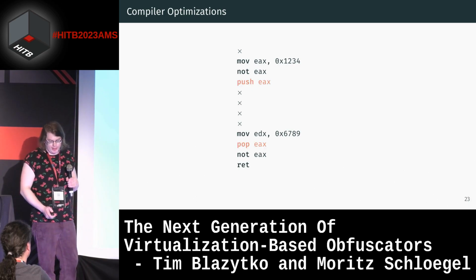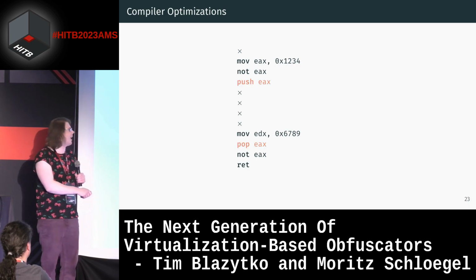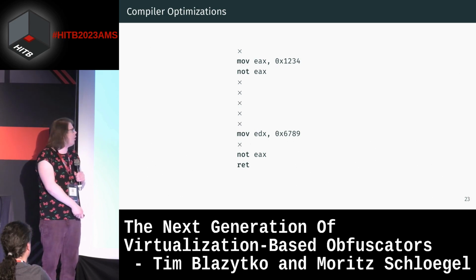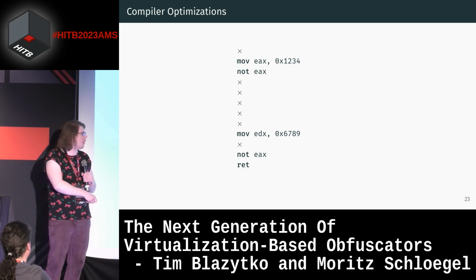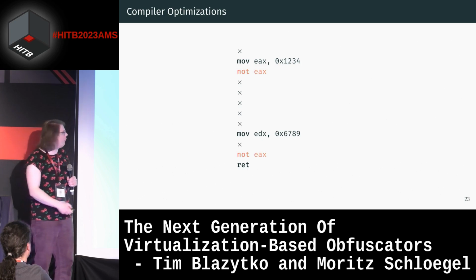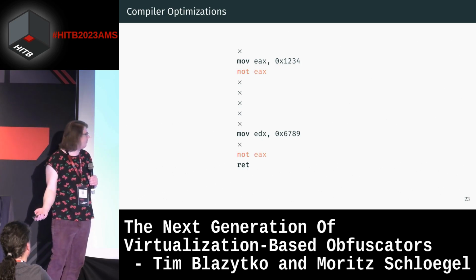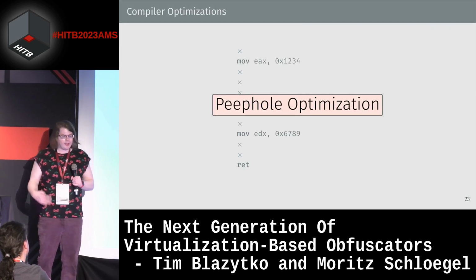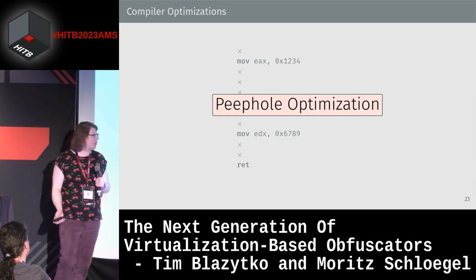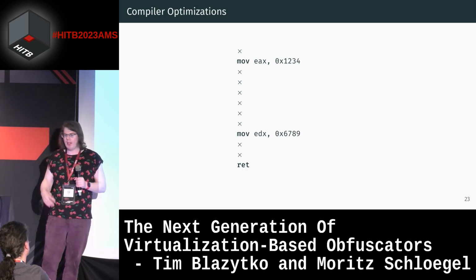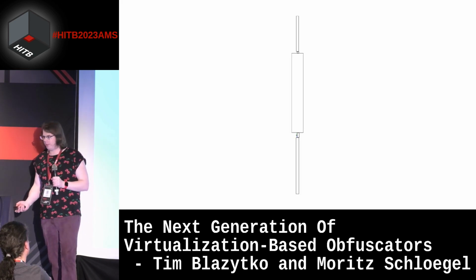And finally, what we could do is handle instructions like push EAX and pop EAX, where EAX is not required anymore, or where we have a NOT and another NOT, which is also not required anymore. So we could just remove those again. And then we end up with these instructions. This technique is known as peephole optimization. And in the end, we simplified everything quite a bit by using just compiler optimizations.